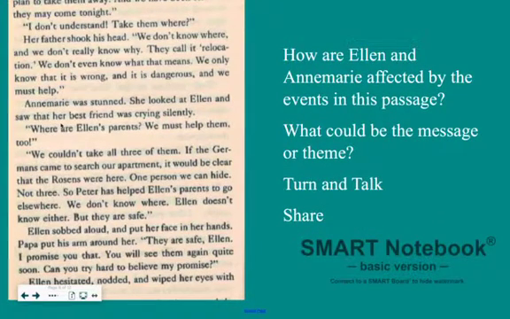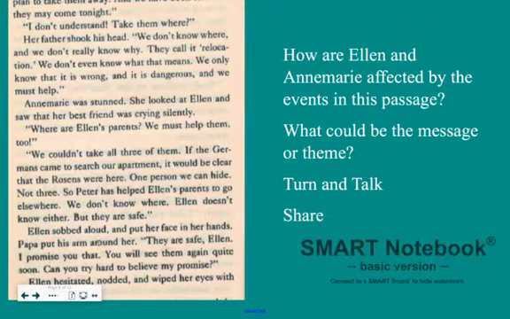Anne-Marie was stunned. She looked at Ellen and saw that her best friend was crying silently. Where are Ellen's parents? We must help them too. We couldn't take all three of them. If the Germans came to search our apartment, it would be clear that the Rosens were here. One person we can hide, not three. So Peter has helped Ellen's parents go elsewhere. We don't know where. Ellen doesn't know either, but they're safe.